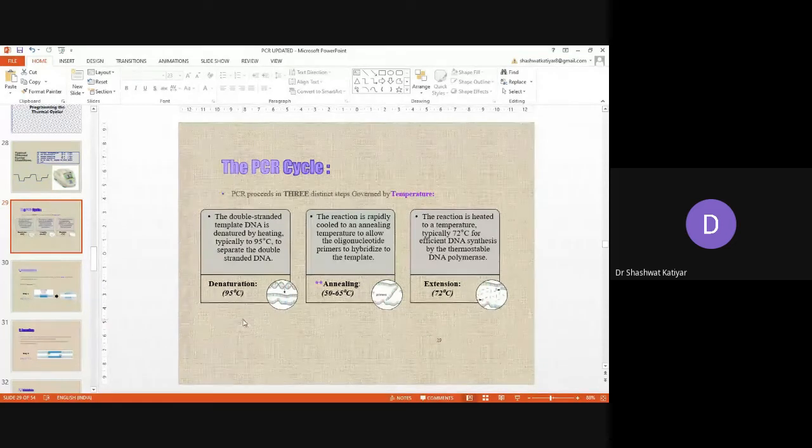So, at what temperature will DNA denaturation start? Anybody know? At what temperature will DNA initiate to denature?